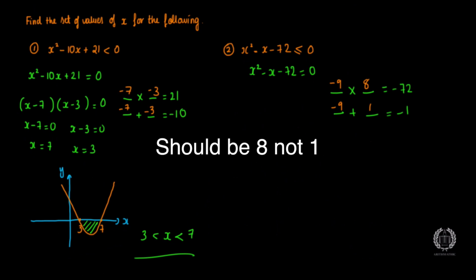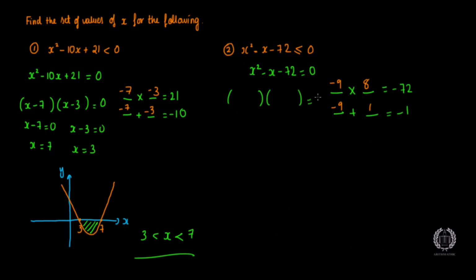Now all we do, once we have the numbers, is get them into two brackets. So 2 brackets equals 0. So x minus 9 and x plus 8. So one of my solutions is x minus 9 equals 0, so x is equal to 9. And the other one is x plus 8 equals 0, so x is equal to minus 8.